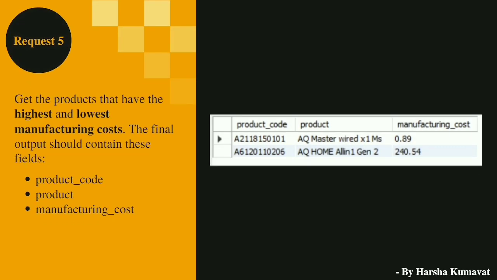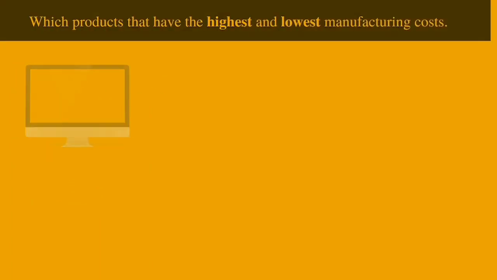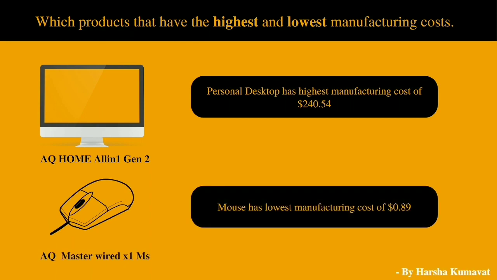Here we want to get the products which have the highest and lowest manufacturing cost. Personal desktop has the highest manufacturing cost of $240.54 and mouse has the lowest manufacturing cost of $0.89.